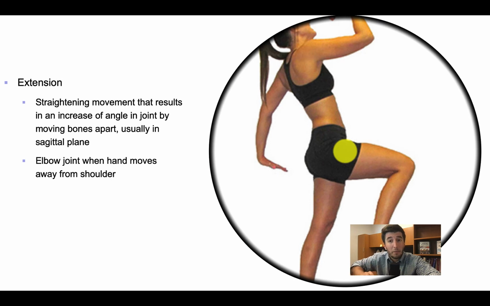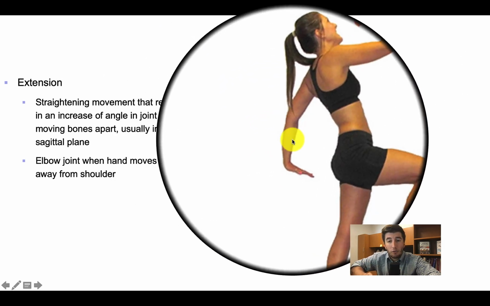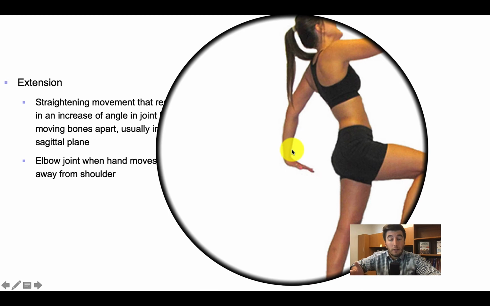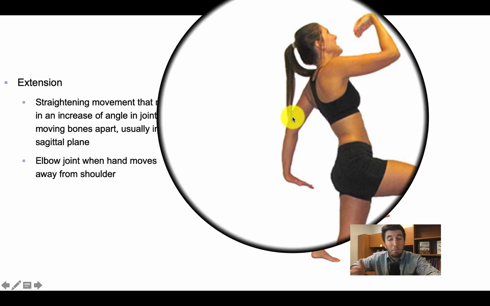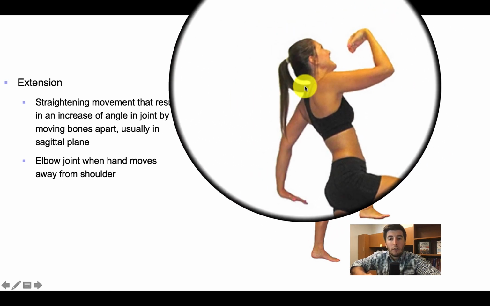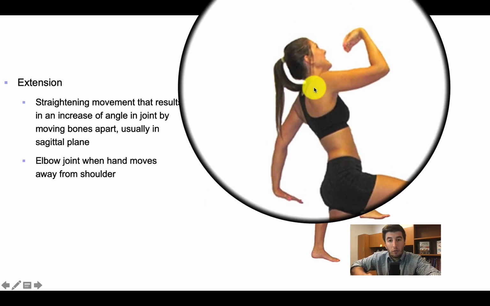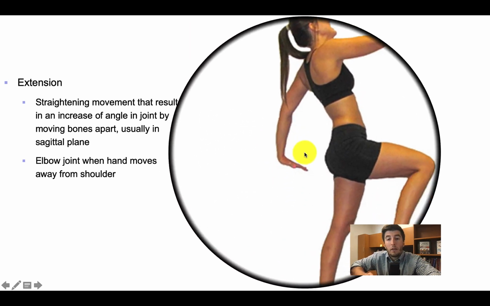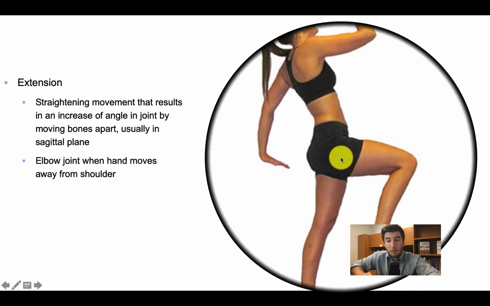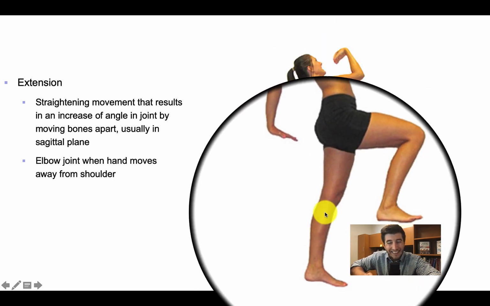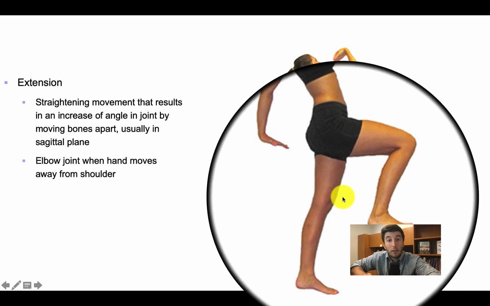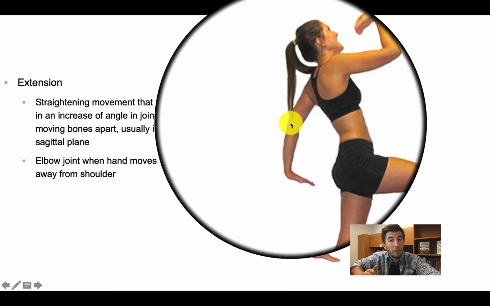Extension is going to be the opposite. You can see that she has straightened out that arm, extension. She actually expanded the joint angle, extended the joint angle, made the joint angle bigger. She's putting her shoulder into an extension position as well. This leg, because it's straightened out, is in an extension position. Same with the knee. So you see how it's kind of the opposite of the flexion position. It's going to be increasing the joint angle.